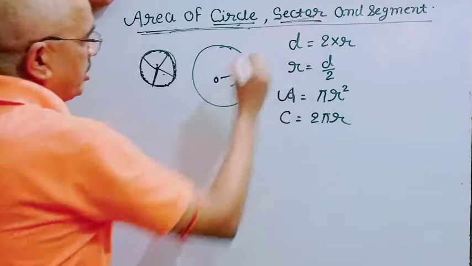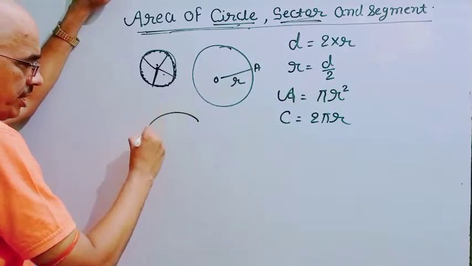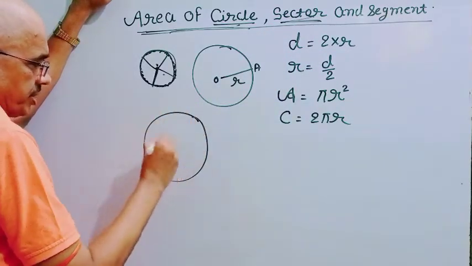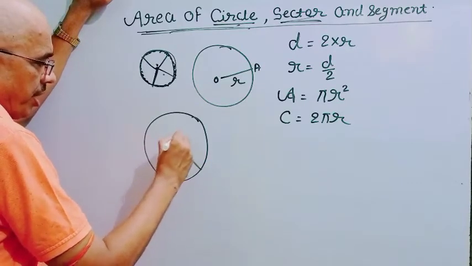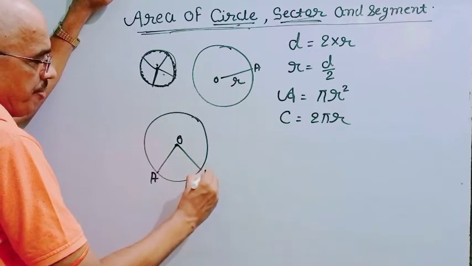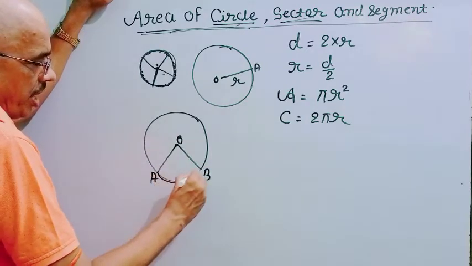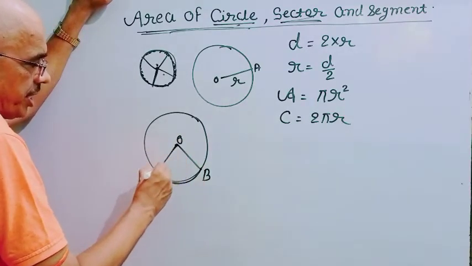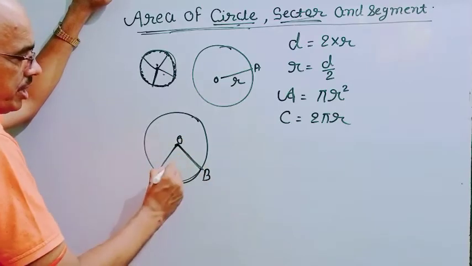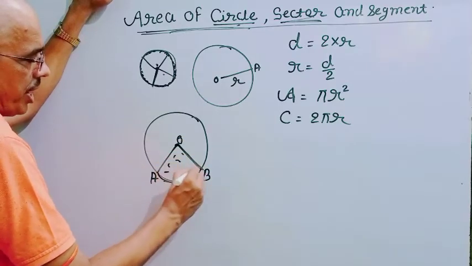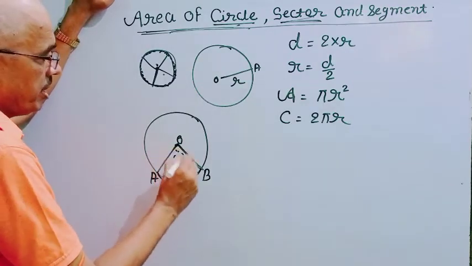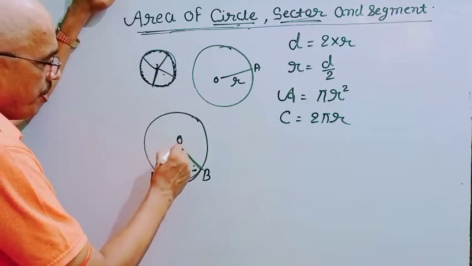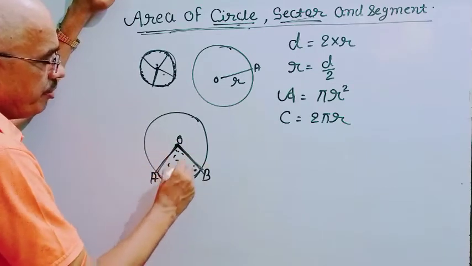Now, sector. What is the sector of the circle? Sector is a part of a circle. It is bounded by 2 radii and 1 arc. This is AB, and it is the arc of the circle. These are the radii of the circle. Then this part is known as the sector of the circle. It is a figure bounded by 2 radii and 1 arc.